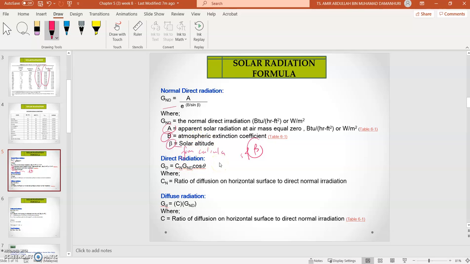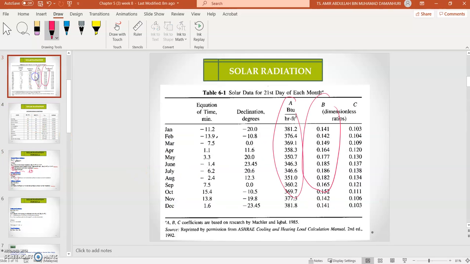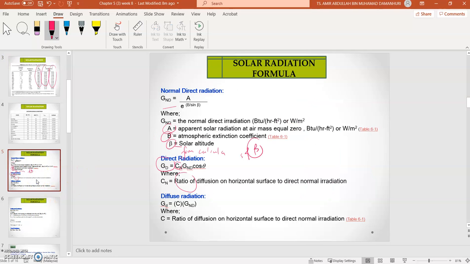After that, we are going to calculate GD. C is a ratio, and how to get C is from the table. This is the value of C. We are just going to get the data from the table and then put it into the formula given. So GND is from the previous calculation here. Then the cos theta is from the calculation. For GD, C is from here to put, and GND is from there to put here.